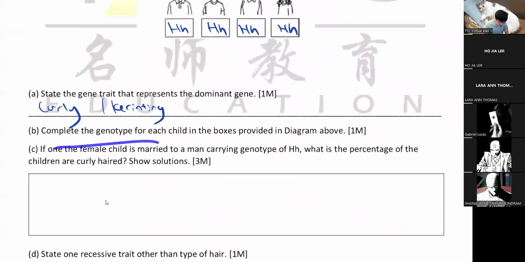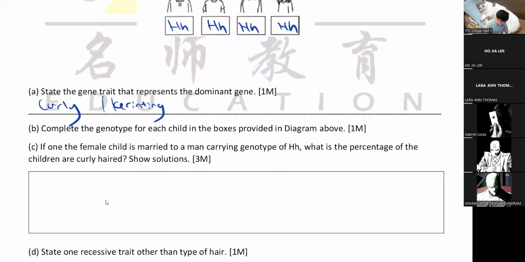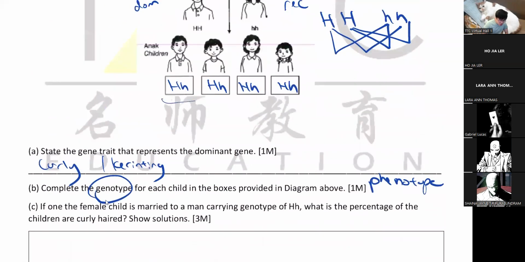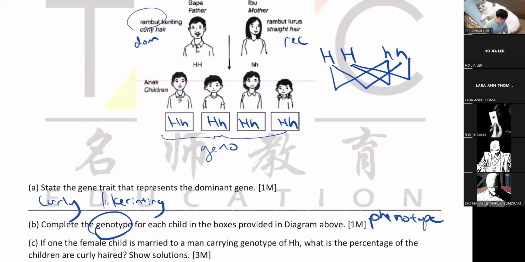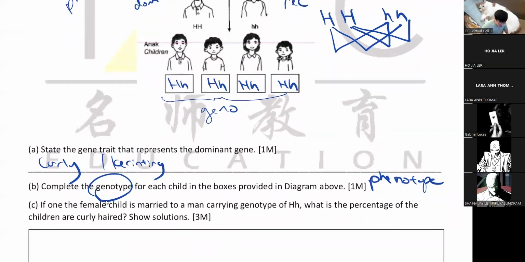Okay, so complete the genotype. Guys, please remember what genotype and phenotype are. Genotype is the gene. What you see, the curly hair, that's the phenotype. Genotype is the gene. Phenotype, you just remember as a fan, like your ceiling fan, you can see the fan. That's why you can see the characteristic. We call it a phenotype. That's how I remember.